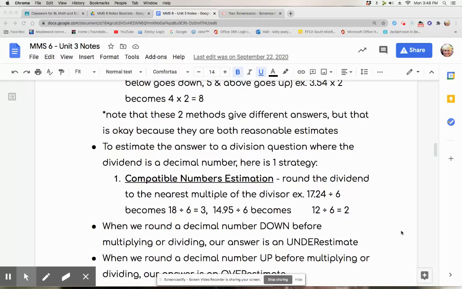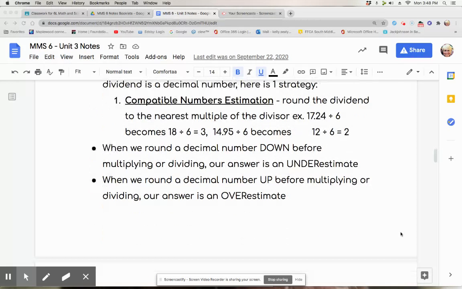If you round a decimal number down before you multiply or divide, your answer is going to be an underestimate. If you round a decimal number up before you multiply or divide, your answer is going to be an overestimate.